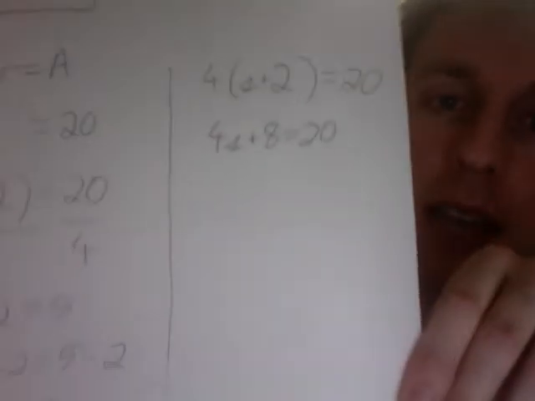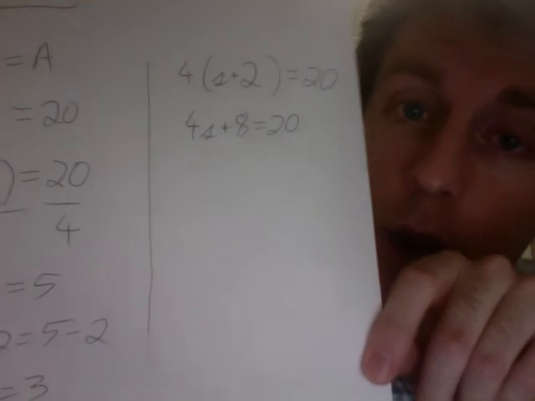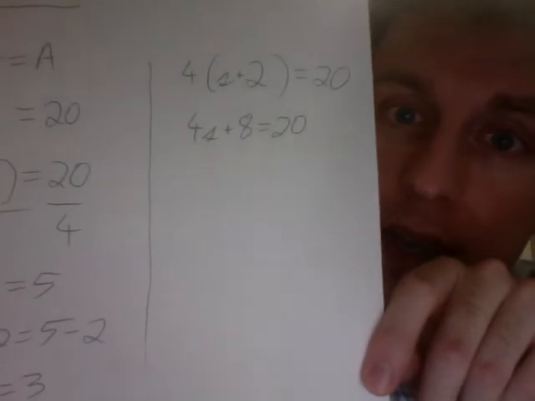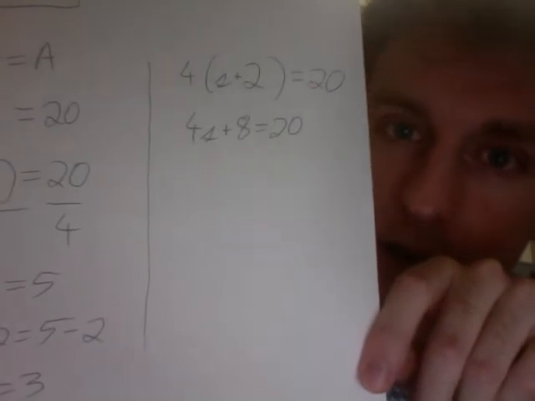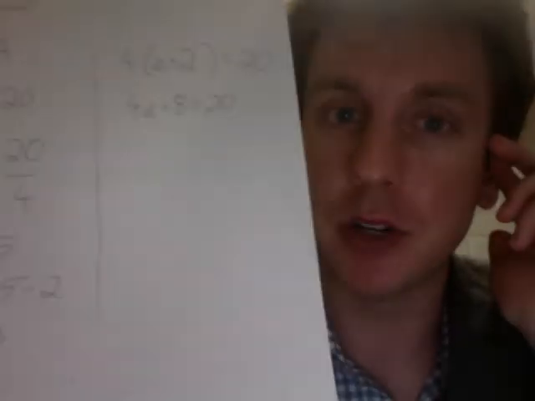So 4 times s, what is 4 times s? 4 times s is 4s. What is 4 times 2? It is 8. So we see that multiplied out. Now this is pretty straightforward because all the numbers are positives.